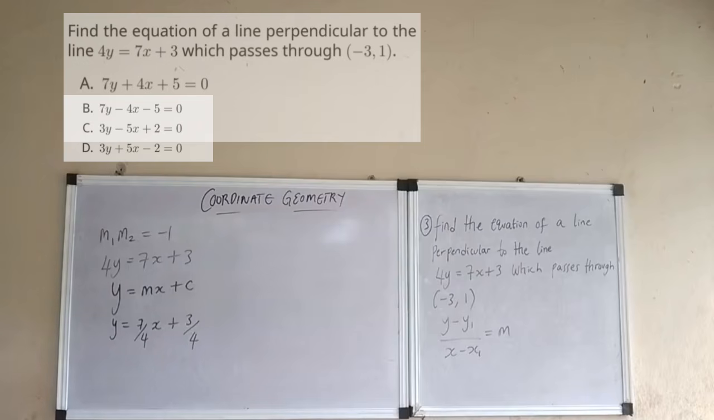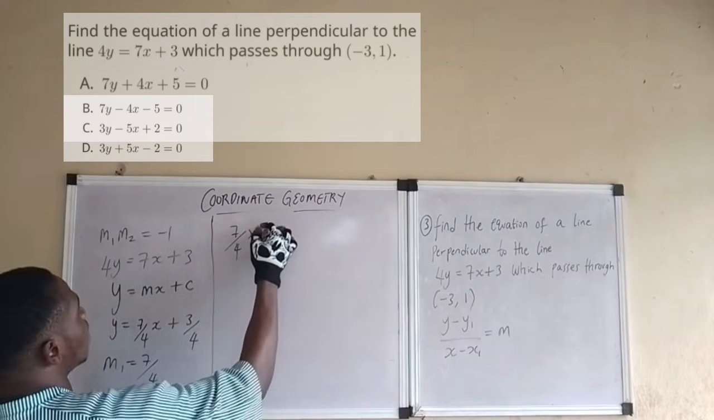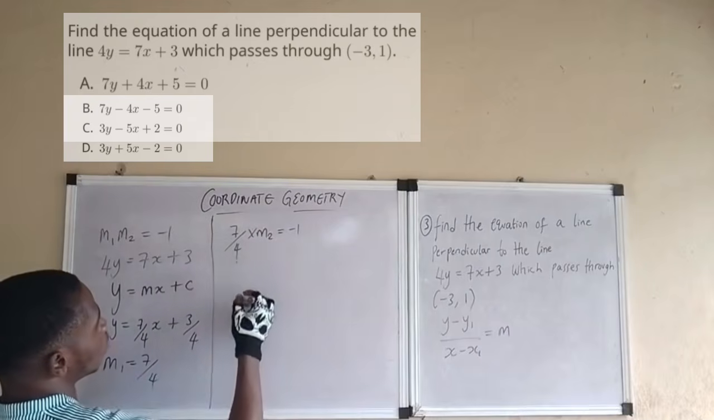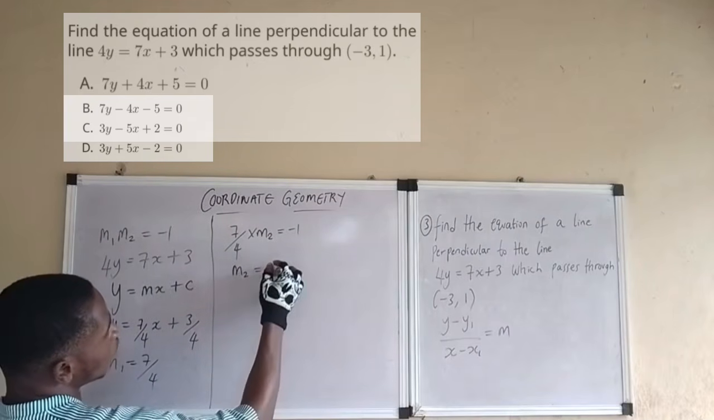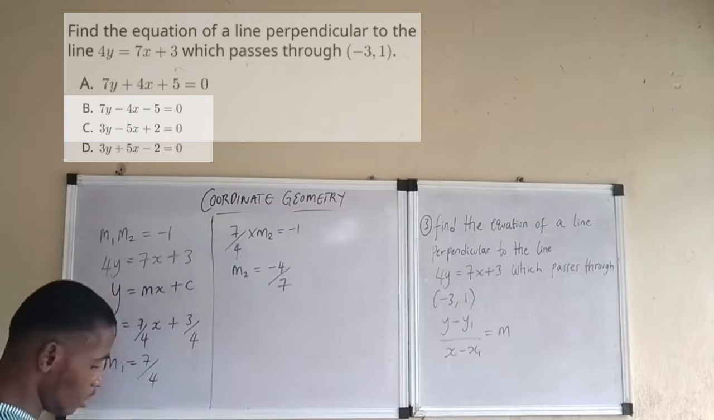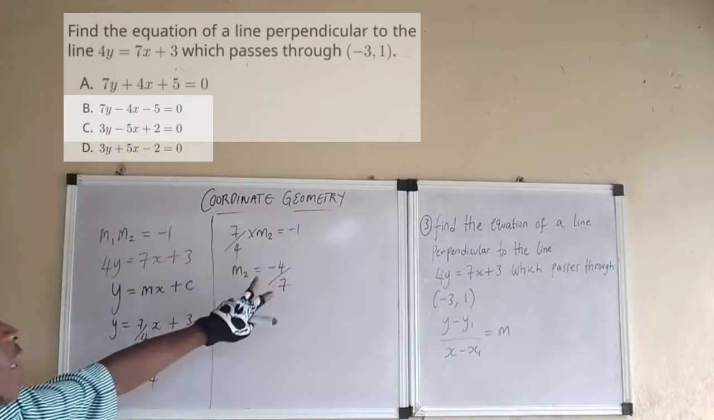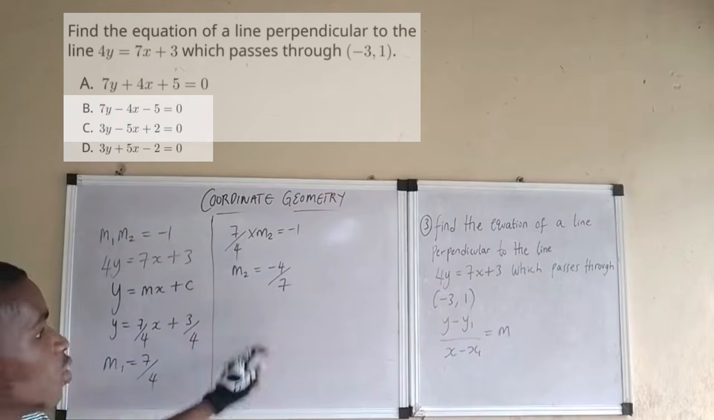So now that we know m1, we are going to use this formula to find m2. Okay? So we have 7 over 4 times m2 equals minus 1. So what is going to be m2? M2 is going to be minus 4 over 7. Do you understand? So you cross multiply. This is minus 4 divided by 7. So m2 is minus 4 over 7.